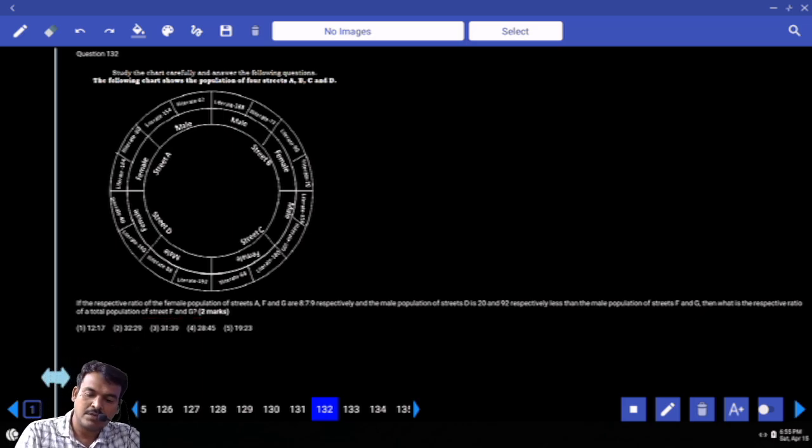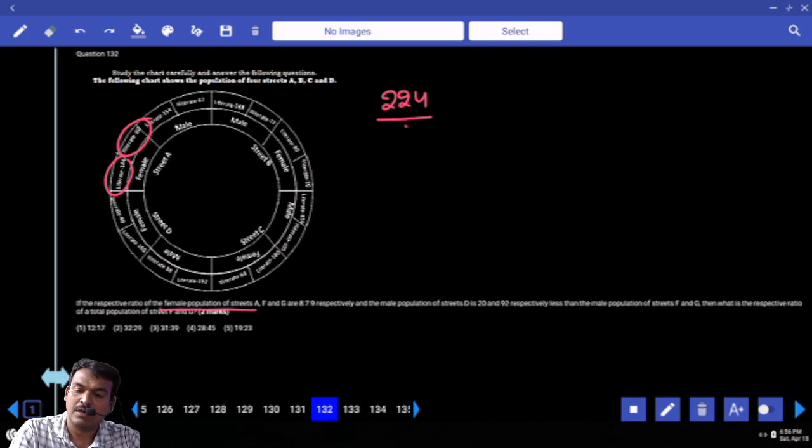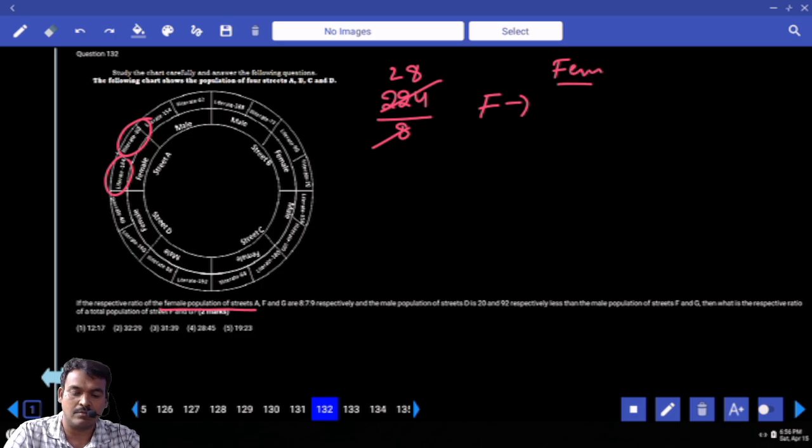Okay, first street A. What is the street A female value? Literate female and illiterate female are 144 plus 80, 224. The 224 represents how many parts? 8 parts. Divide by 8. 8 twos are 8. 8 times. One part is how much? 28. Next, street F female, how many parts? 7 parts. 7 into 28, 196. And street G female, 9 parts. And already 8 parts value is 224.